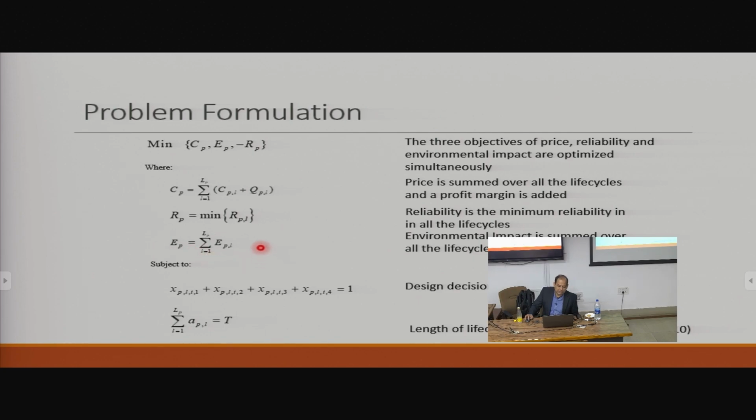So we say, okay, well, whenever you make something, you manufacture it, recycle it, you incur some environmental impact, we add it together. Okay. Subject to this constraint that design decision for each component is fixed. So either you make it new, reuse, remanufacture, or recycle it. Or some order, but either way, you only make one decision for each component, and this is the length of life cycle. So, all right.